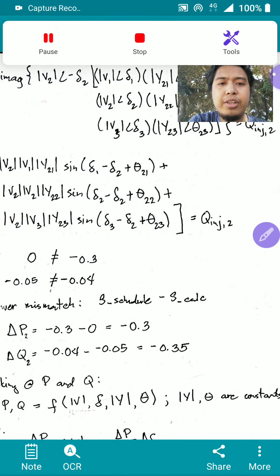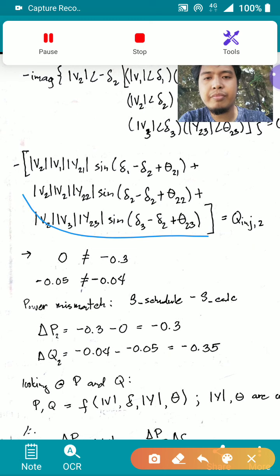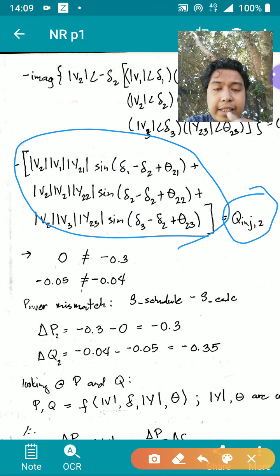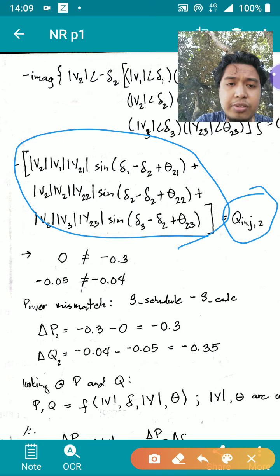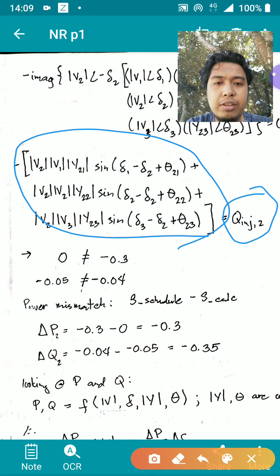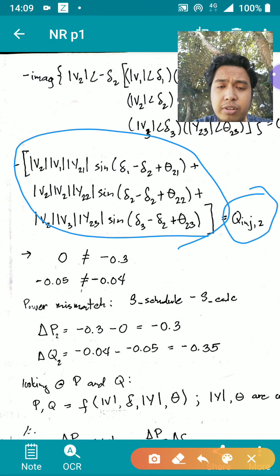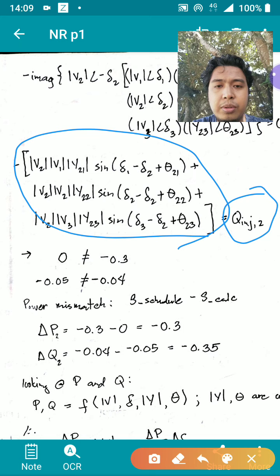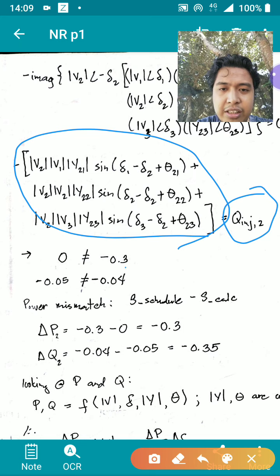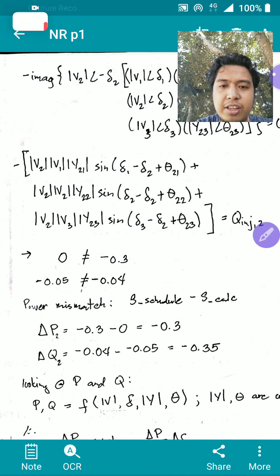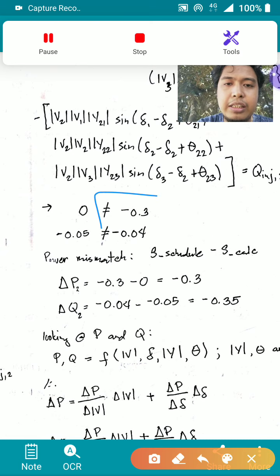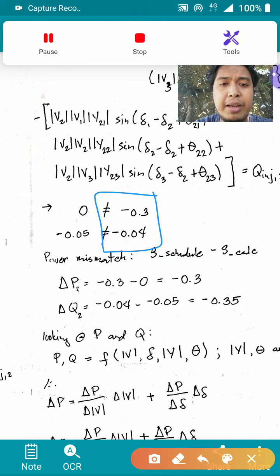Also, if you solve for the Q here, they are also not equal. So again, Q injected is equal to negative 0.04, and that is equated to negative 0.05, which are again not equal. So you have this discrepancy again. This is basically the scheduled power at the bus.